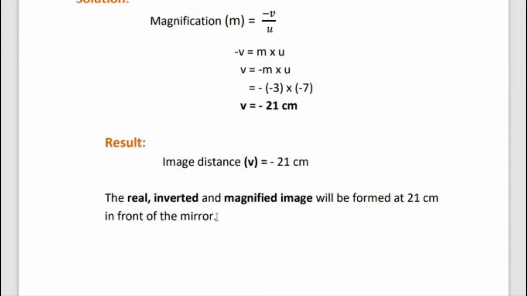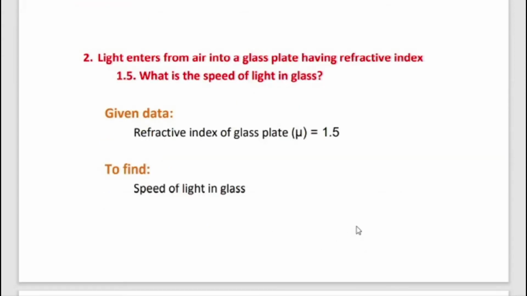We move to the second problem, page number 78. Light enters from air into a glass plate having refractive index 1.5. What is the speed of light in glass? So light enters from the air medium to the glass medium, having refractive index of 1.5. What is the speed of light in the glass medium?